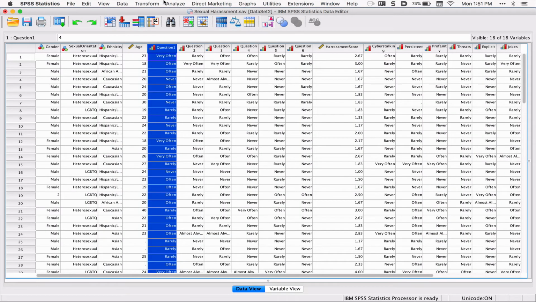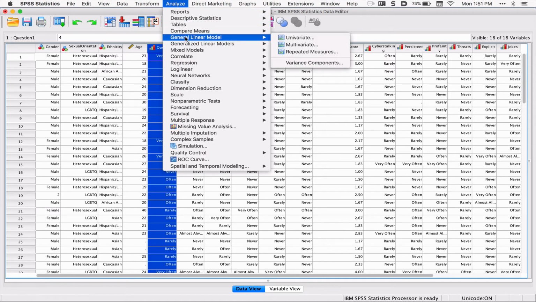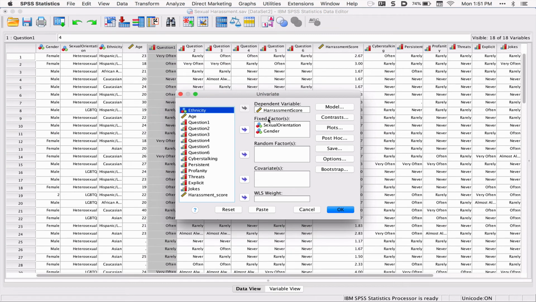And I'm going to do the same steps: analyze, general linear model, univariate, and I'm going to use sexual orientation and ethnicity because I know that they have several levels for ethnicity. But now, because I know that ethnicity has more than one level, I do need to do post-hoc tests.